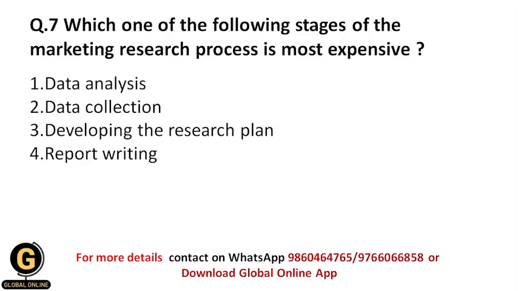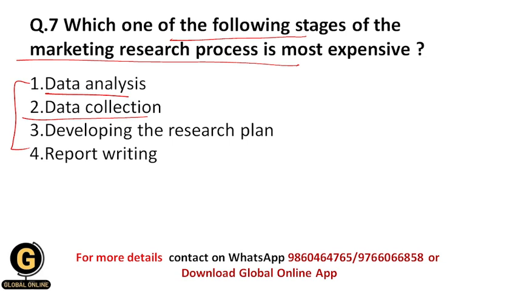Which one of the following stages of the marketing research process is most expensive? Over here we have mentioned different stages of the marketing research process, and from these stages, which is the most expensive: data analysis, data collection, developing the research plan, or report writing. All of us know what exactly the marketing research process is. As the name suggests, it is a marketing research process. In this research process, basically we study the trends in the market, whatever is trending in the market, and we study that.